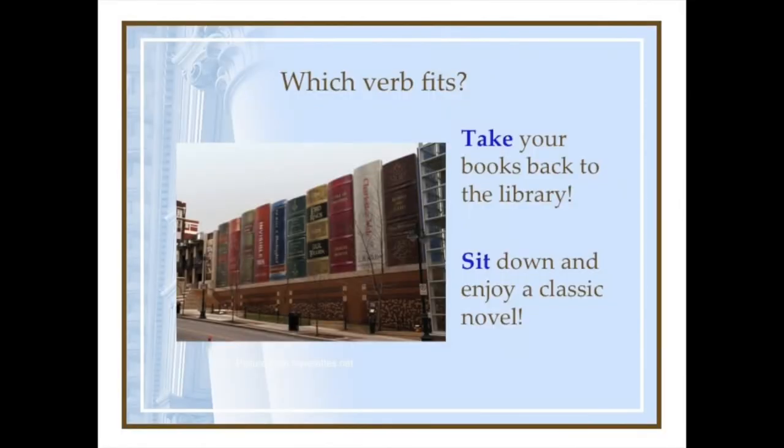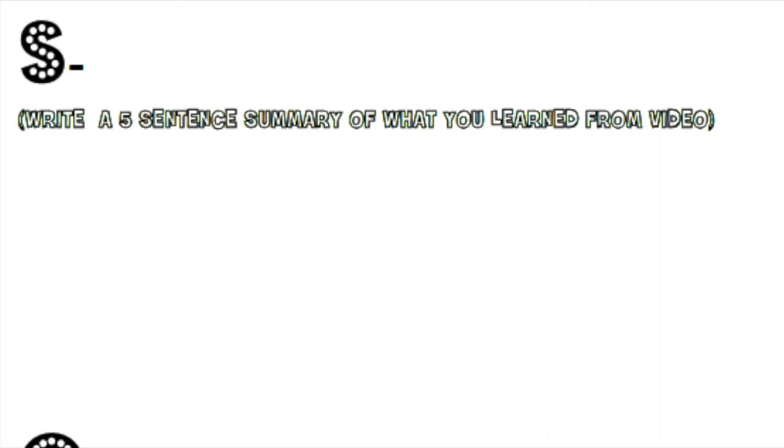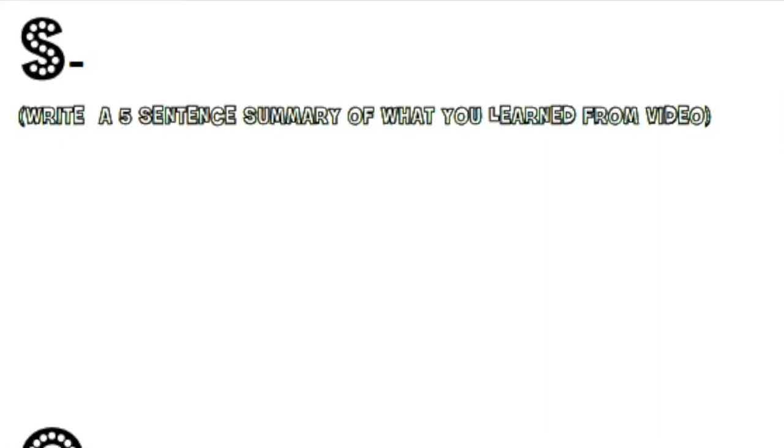In the first sentence, take would fit because you are transporting something from a nearer place, such as your home, and taking it to a farther place, which is the library. And in the second sentence, sit is the correct present tense verb because you are talking about being seated. That concludes our lesson on simple present tenses for this week.